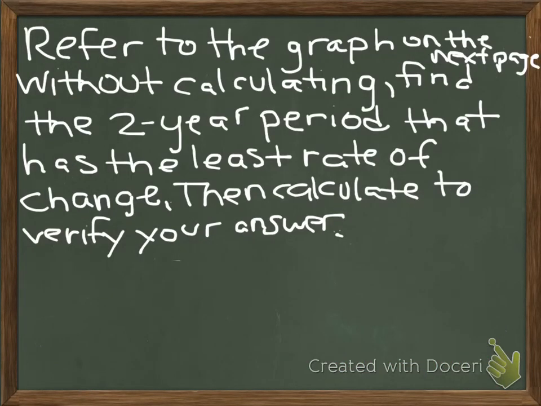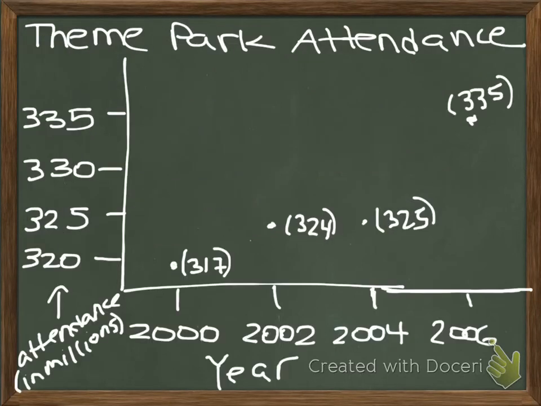Here, we want to refer to the graph on the next page. So first we're going to see, without calculating, we need to find the 2-year period on the graph that has the least rate of change. So it goes up the least steep amount, basically. And then we need to calculate to verify. So we're going to find the slopes for each point, or each 2-year period. So if we look at our graph, we have 4 points here, and we need to figure out what the least rate of change is.